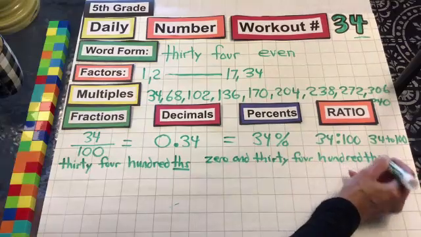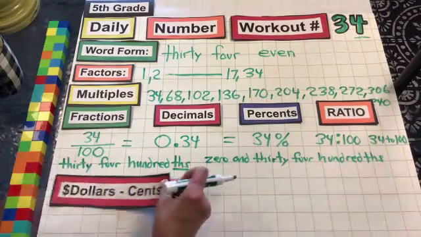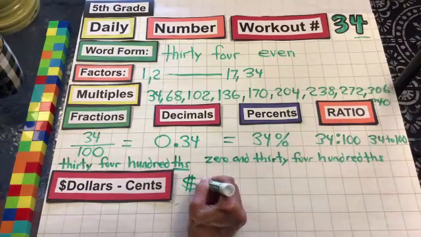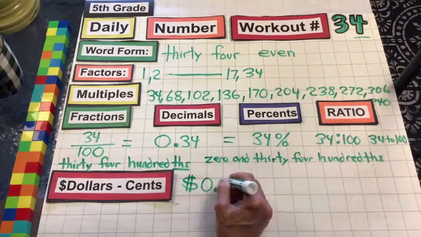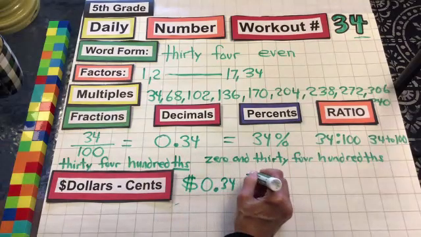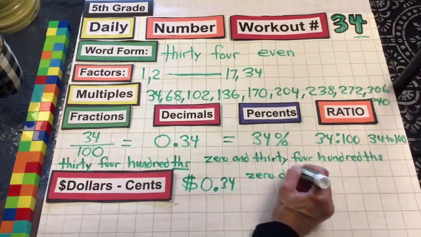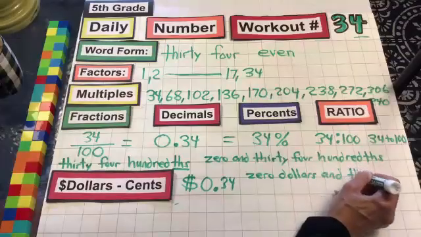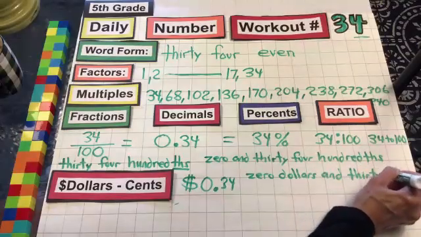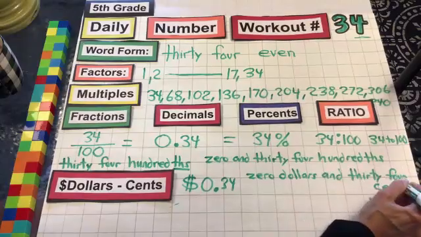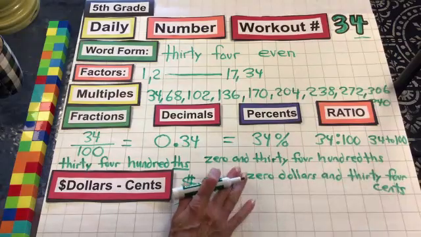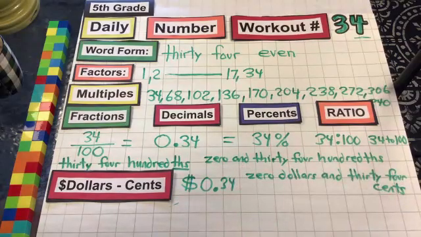with the THs. All right, next category would be money, and money is exactly the same as decimal, but we add the dollar sign. So we have $0.34. So that's written $0 and 34 cents.